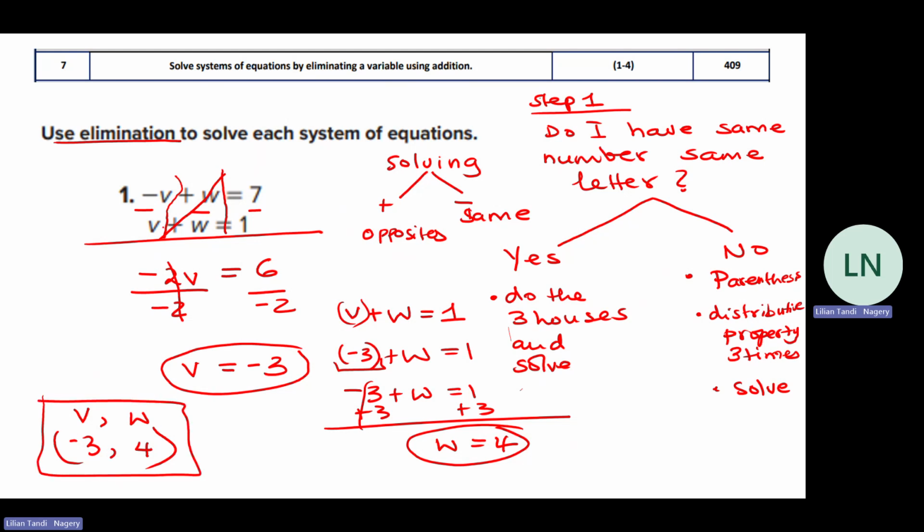Now check. Is negative 3 plus 4 equal to 1? Yes. And then here you have negative 3 minus 4. This becomes positive 3 plus 4. That gives you 7. So you have 7 equals 7. So you are correct. So this is your answer. Remember, you have to check.